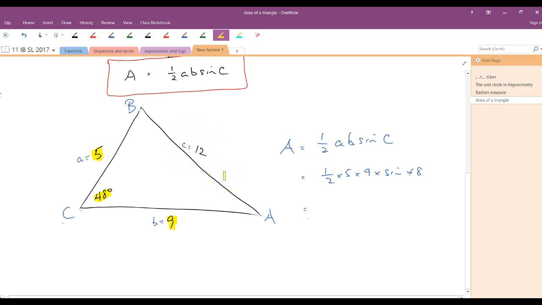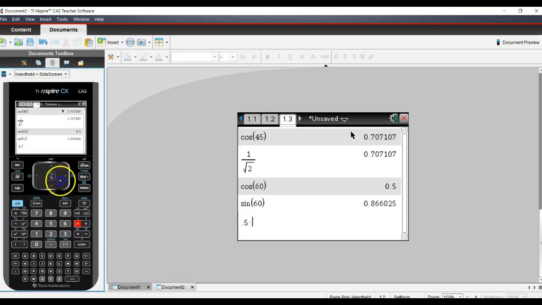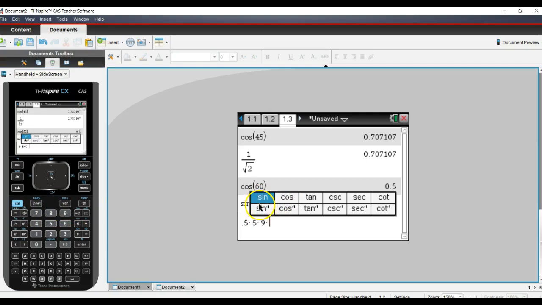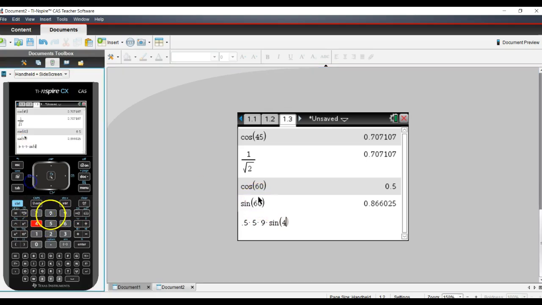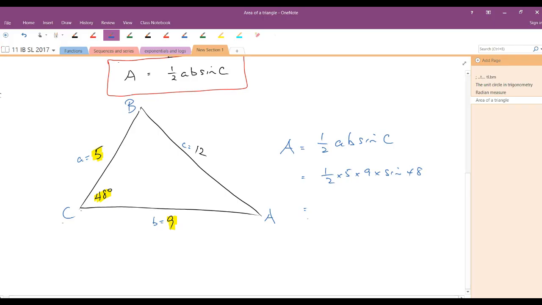So we've got to make sure we just get the orientation right. Half times 5 by 9 by sine 48. Got a calculator here. So we go 0.5 by 5 by 9 by... Now the question is, do I have sine 48? Am I in degrees? Hit enter. 16.7. Let's go back across. 16.7 units squared to 3 significant figures.